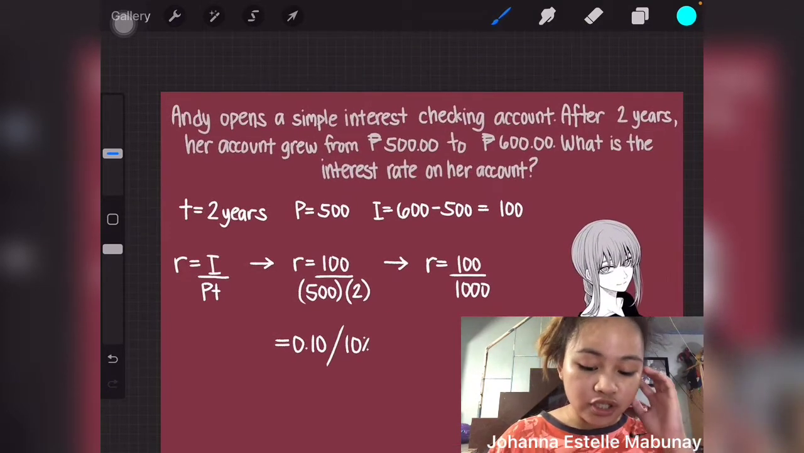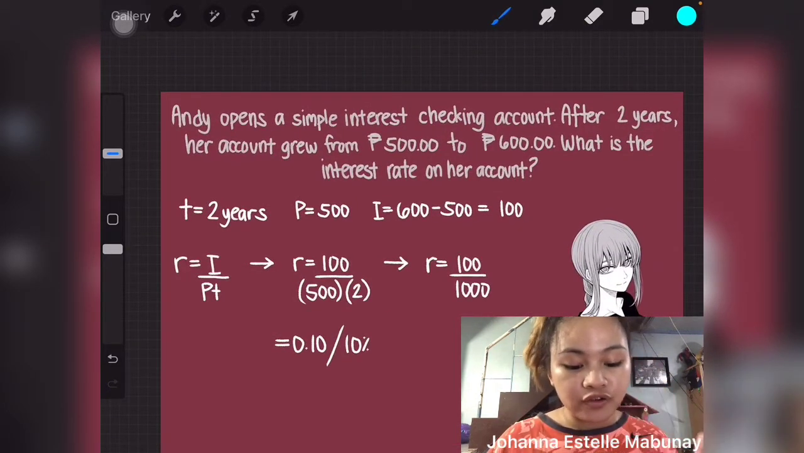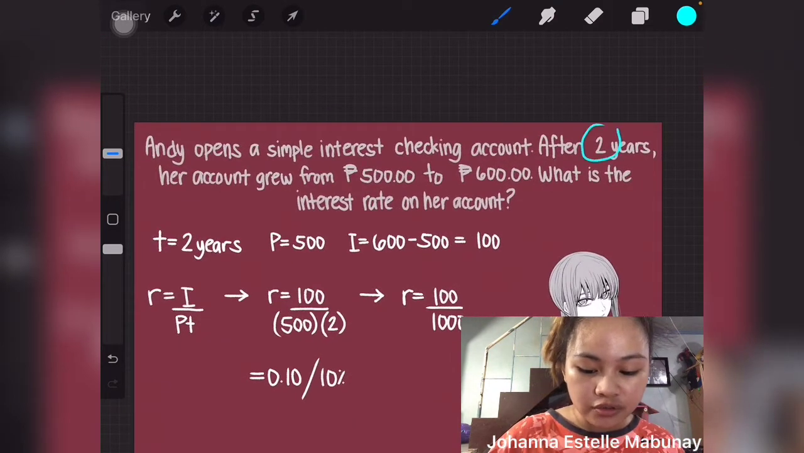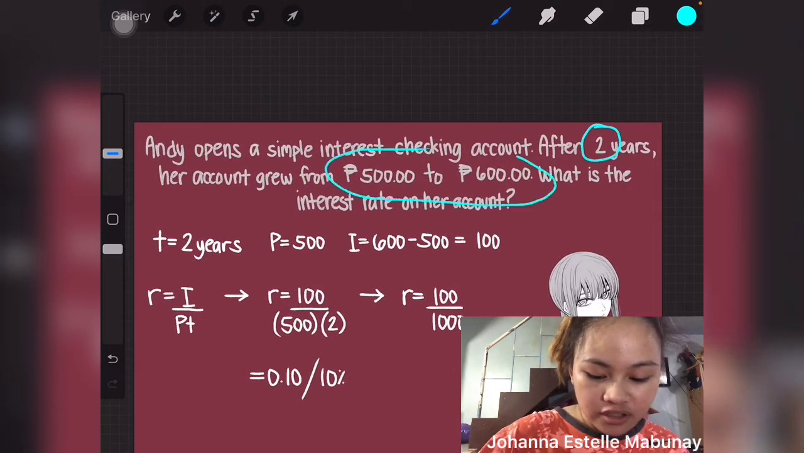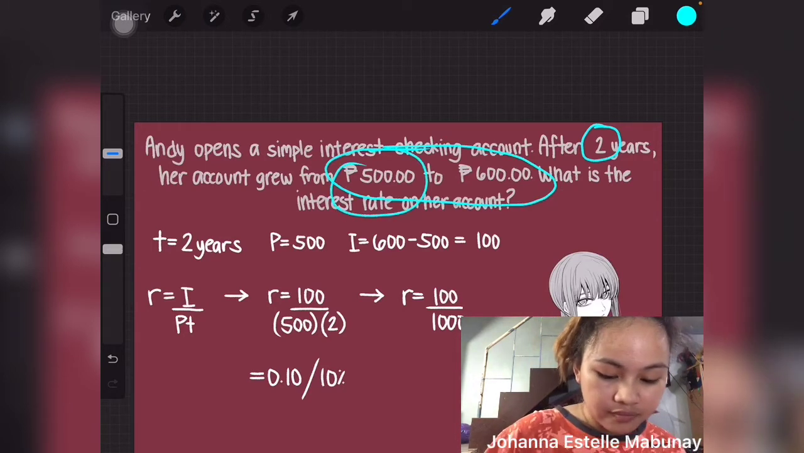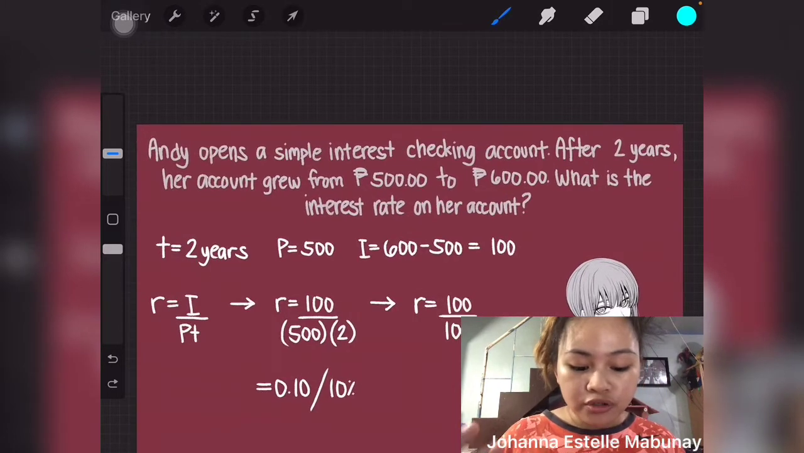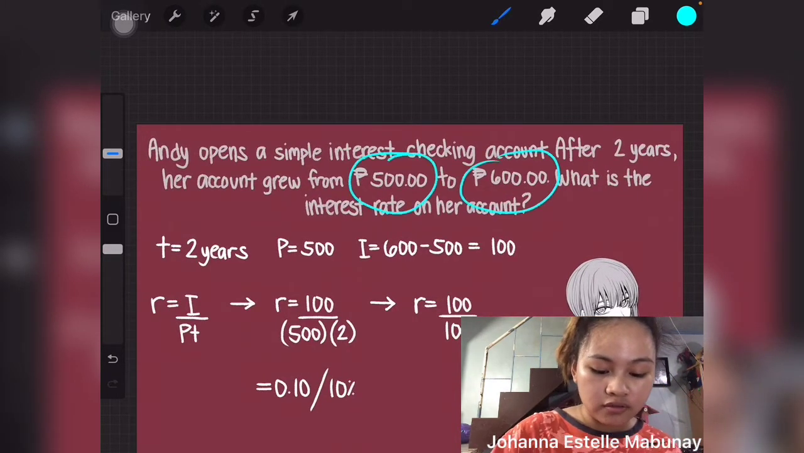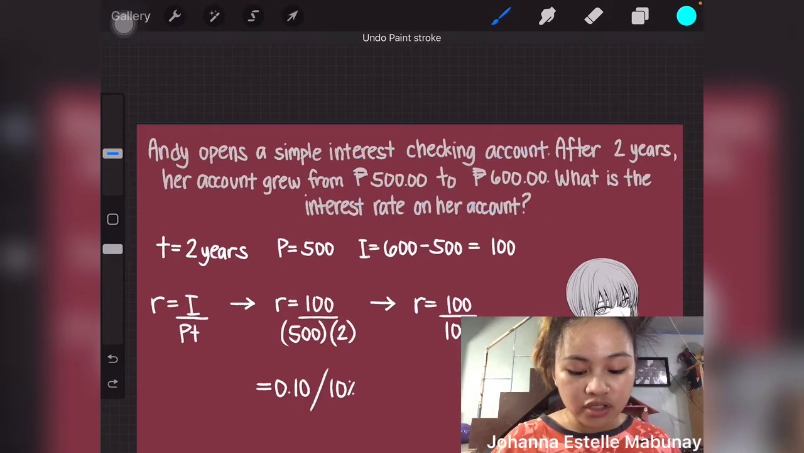Okay. For the fifth question. Andy opened a simple interest checking account. After 2 years, her account grew from 500 to 600. What is the interest rate on her account? So, these are given: 2 years, 500 to 600. And yes, that is our given. So, in order to find the interest, we have to subtract 600 and 500. So 600 minus 500 is equal to 100.